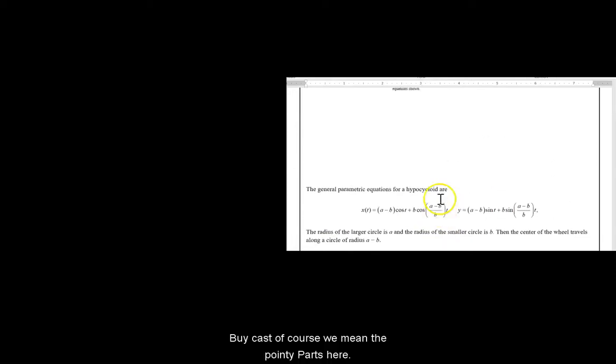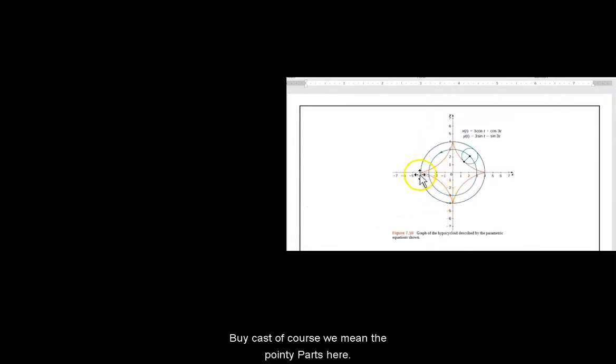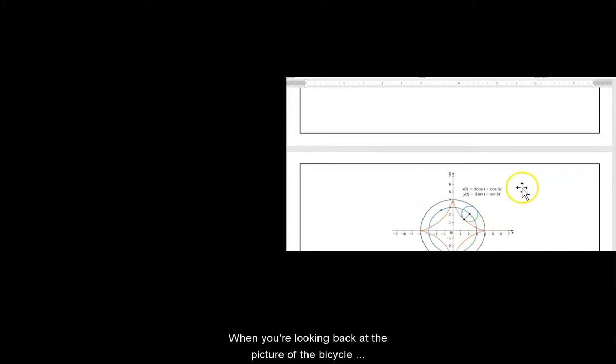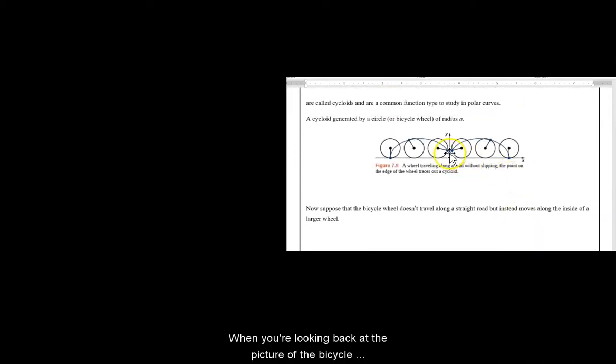When you look at that, that means that the center of that wheel is traveling along a circle of radius A minus B. The ratio of the outer circle to the inner circle, the ratio of their radii, is related to the number of cusps on the graph. By cusp, of course, we mean the pointy parts here. When you're looking back at the picture of the bicycle wheel, this point here becomes a cusp, and if the wheel were to continue to roll, this would also be a cusp.